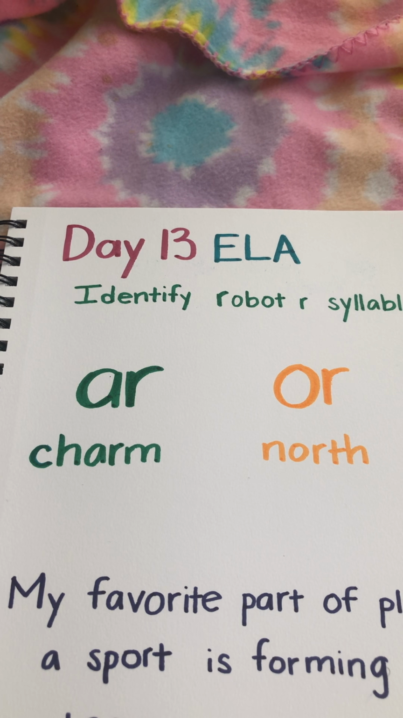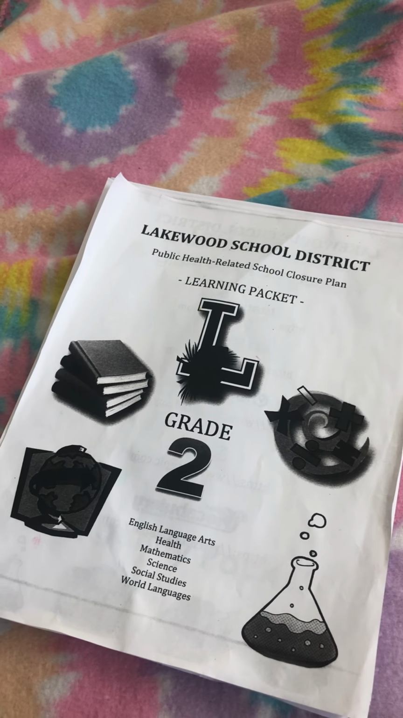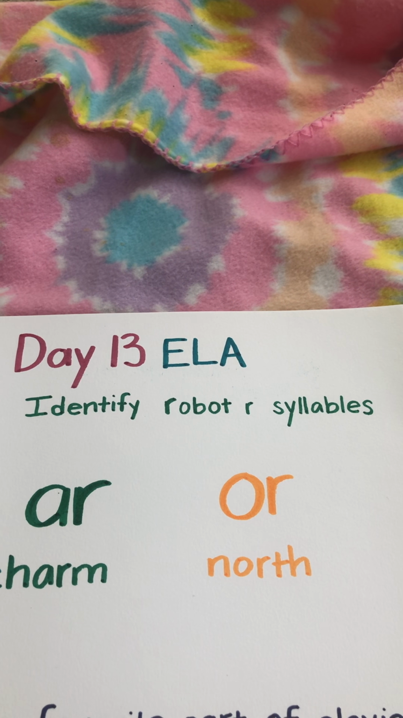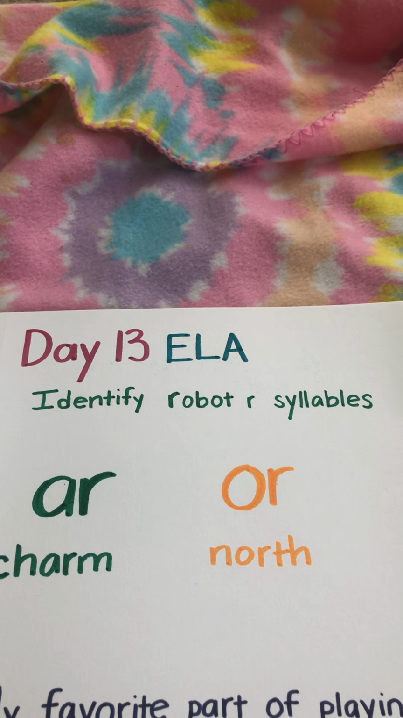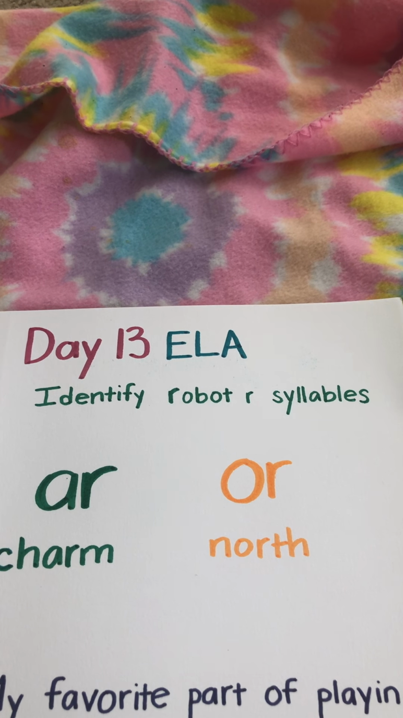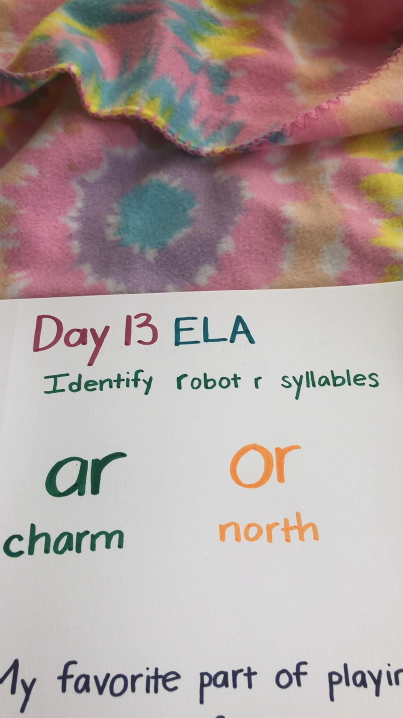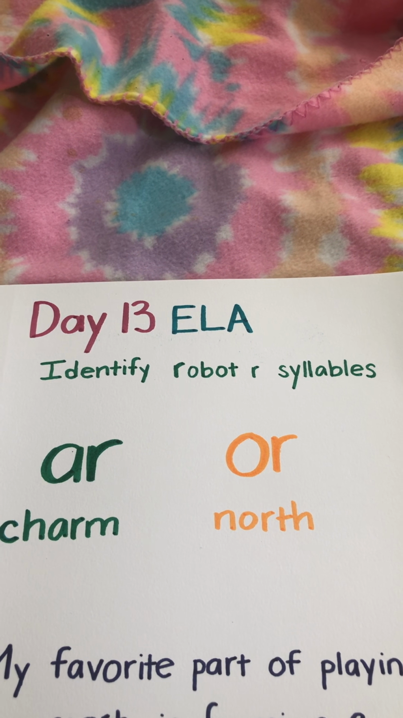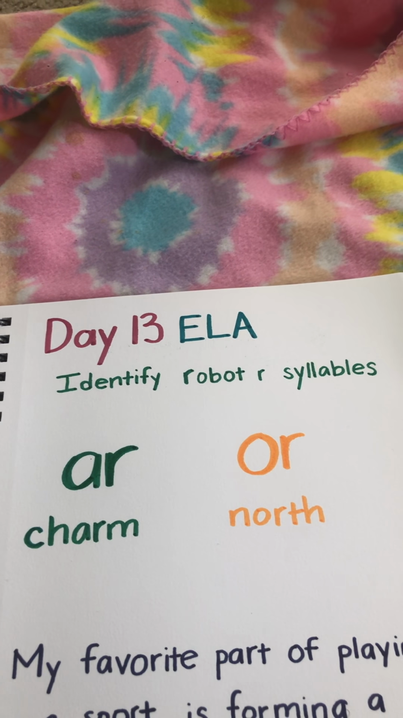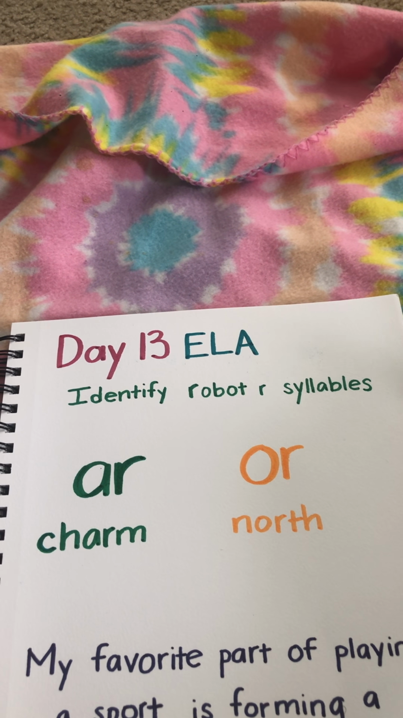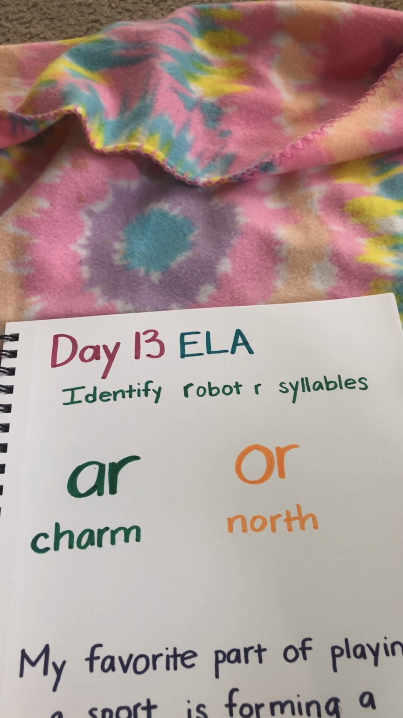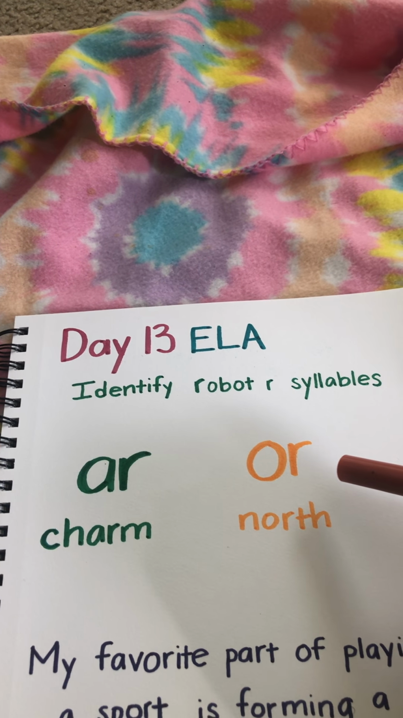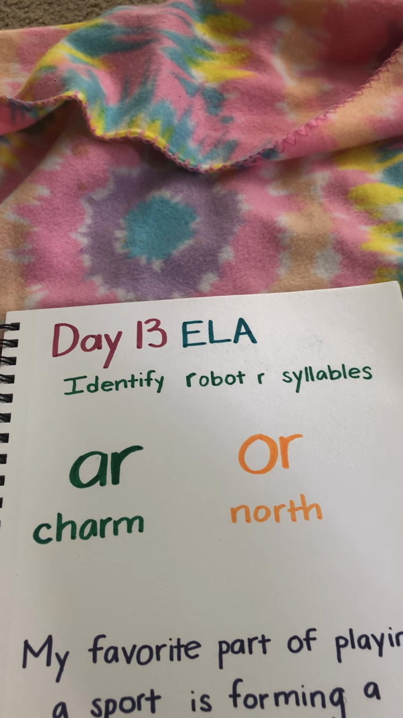This video is designed to help you with your learning packet. Our focus is going to be on ELA. Specifically, this is a Letterland lesson. We're going to work on identifying some robot R syllables. If we remember, those are those vowel stealing R's that like to come through and cause a ruckus. Today we've got two vowel stealing robots in mind. One is our friend Arthur R, and the other is Orville Or. Let's take a look at how they work.